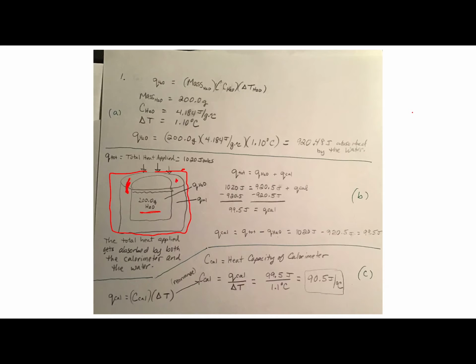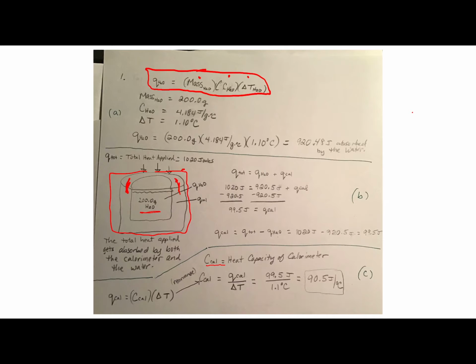I represented that by this wall outside that's holding the water. So one of the questions is to determine how much heat the water absorbs, and the classic heat equation is this one right here. The amount of heat absorbed by the water is going to be the mass of the water times the specific heat of water, times the change in temperature. But an ultimate goal of this problem is to determine the heat capacity of the calorimeter.